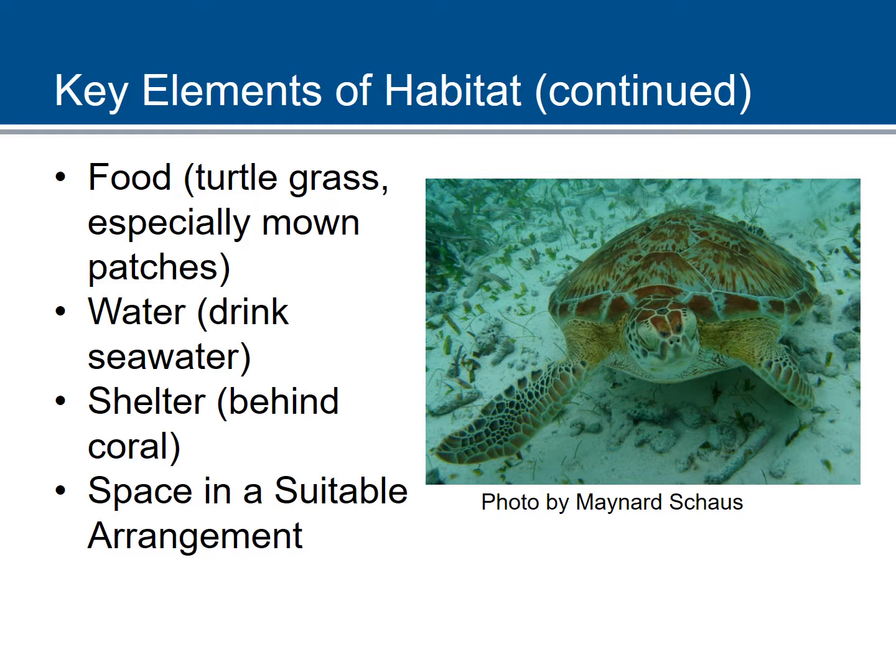They use shelter in the coral reefs, might hide between some coral heads. They have to be close to the surface so they can come to the surface and breathe every 30 minutes or so, but they'll seek protection from predators in these hidden areas, especially when they're resting. And then they need space in a suitable arrangement, so they need to be able to move between the different mown patches, they need to have a sheltered area, and ultimately they'll need to find a sandy beach that's protected where they can breed.